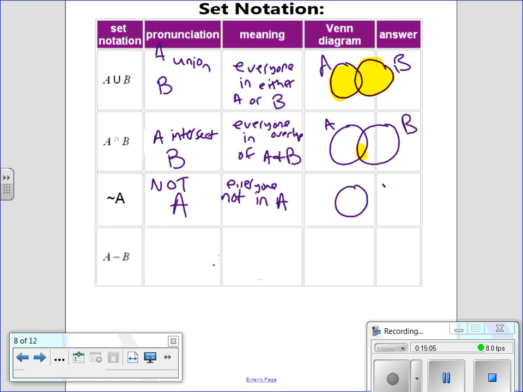Here's set A, here's set B. Since really the only stipulation is that you don't live in A, you actually could live in neither A nor B and be in the solution region. So everybody not in A, I'll go ahead and show you with my highlighter. You can be in B, you can be in the outside region, but you just can't live in A.